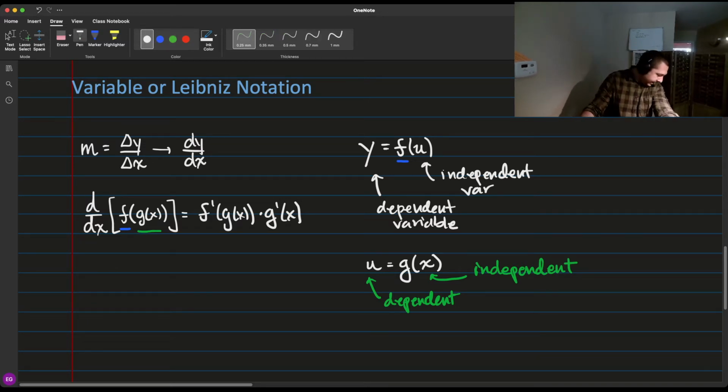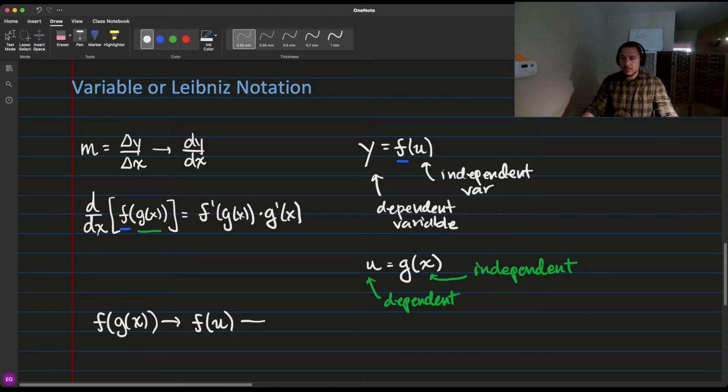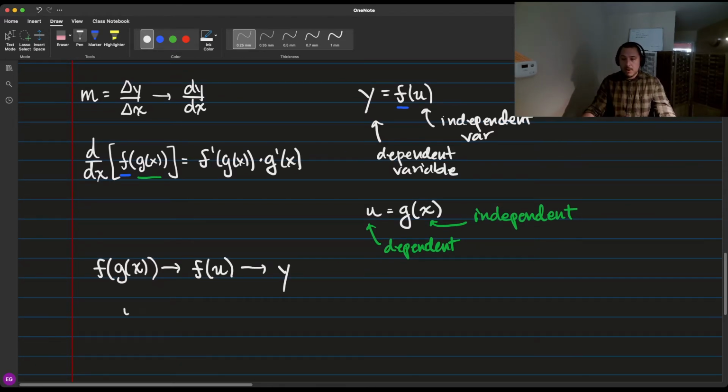Okay, so now we're going to rewrite f of g of x. Now, g of x can be replaced with u. So that's f of u. Now, what is f of u equal to? y. So y is equal to f of g of x. I should point this out: y has u as its independent variable.